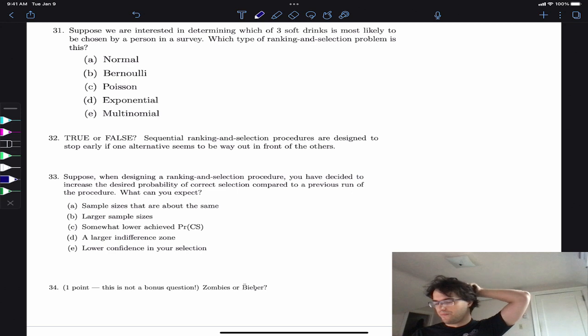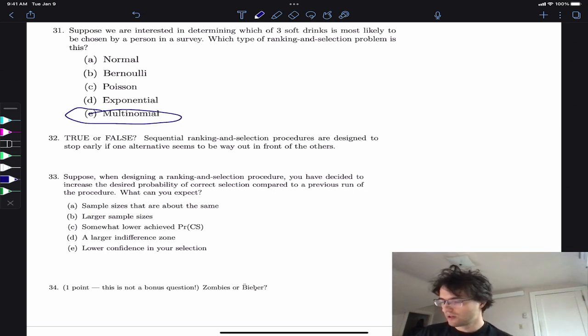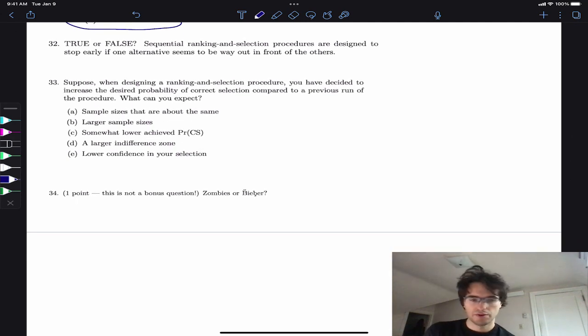Question 31. Suppose we are interested in determining which of 3 soft drinks is most likely to be chosen by a person in a survey. Which type of ranking and selection problem is this? In the case that you're trying to determine which one of multiple things is the best, that is the multinomial. And that's just another factoid.